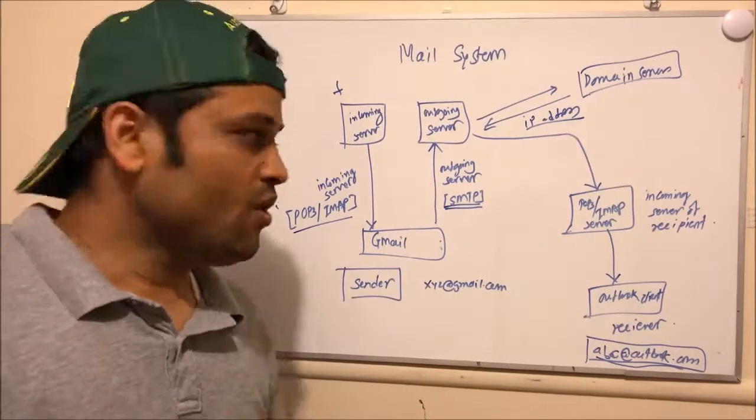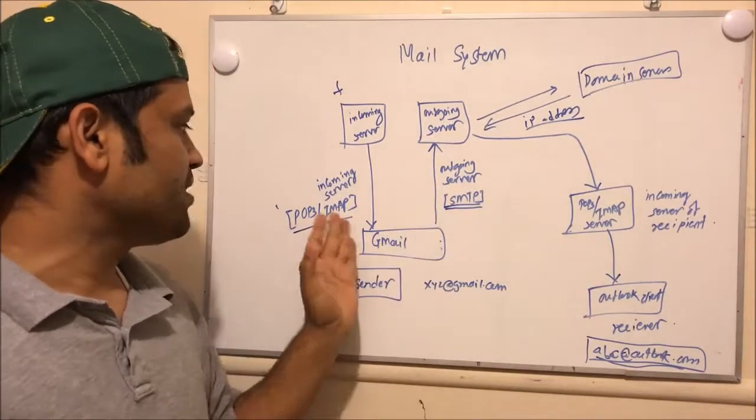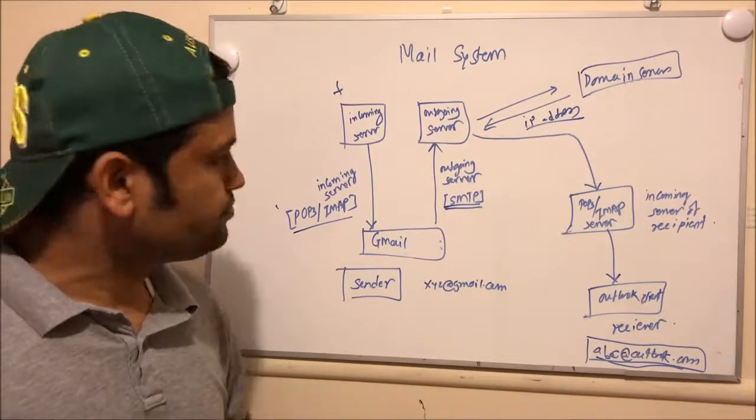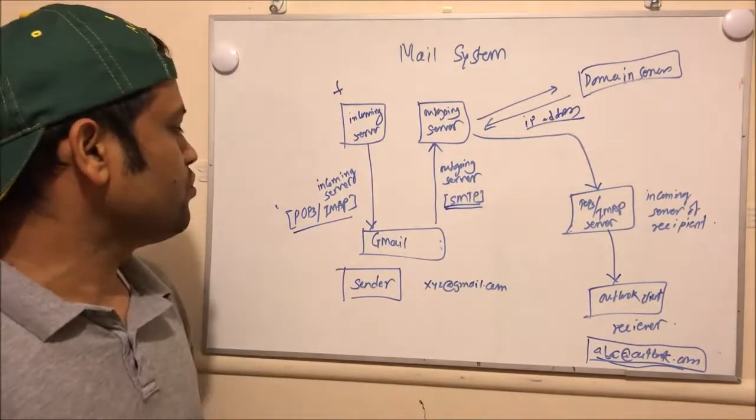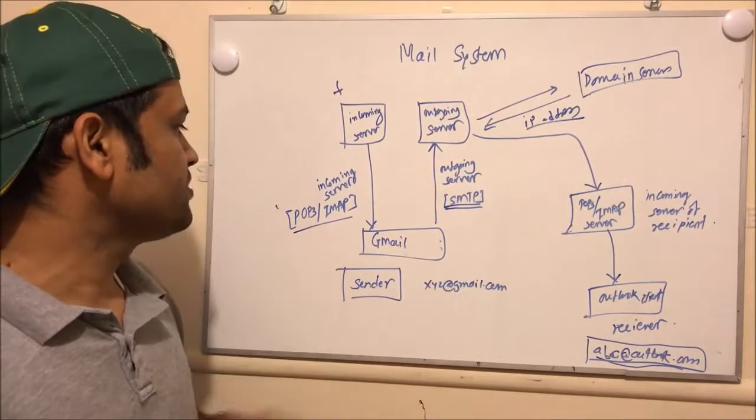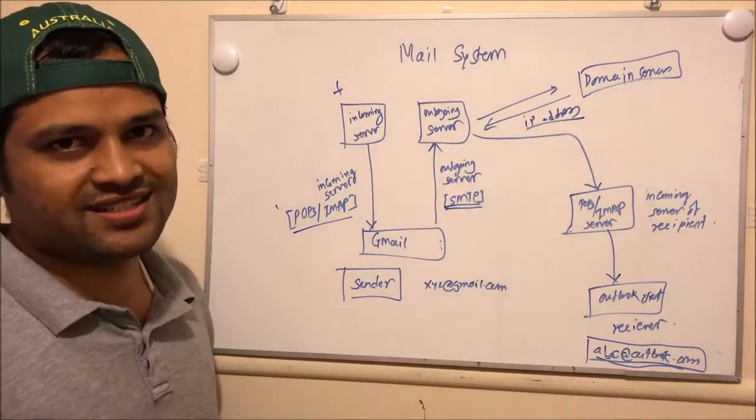Now I will tell you the long forms of this SMTP, POP3 and IMAP. SMTP stands for Simple Mail Transfer Protocol. Then POP3 is Post Office Protocol. 3 is the version of that protocol, and IMAP is Internet Messaging Access Protocol.